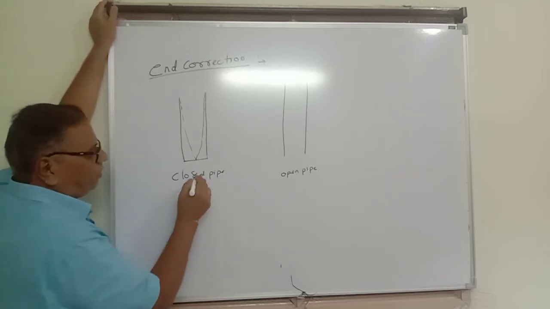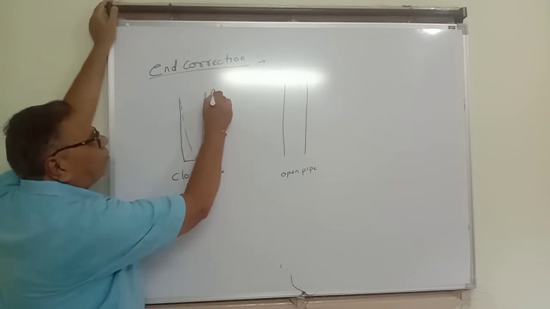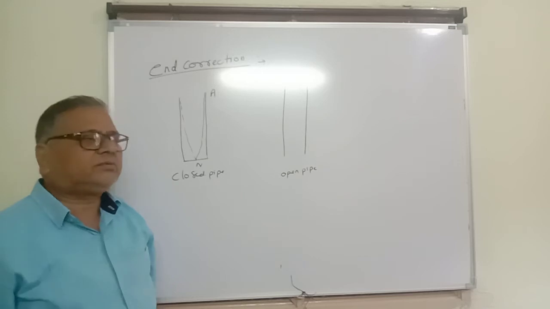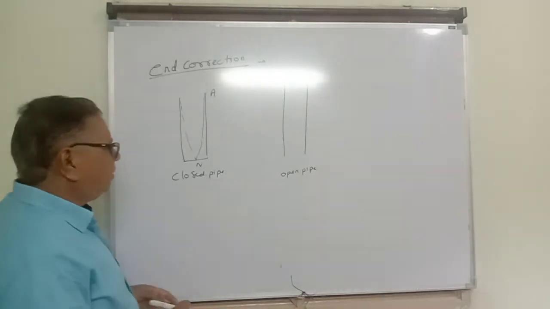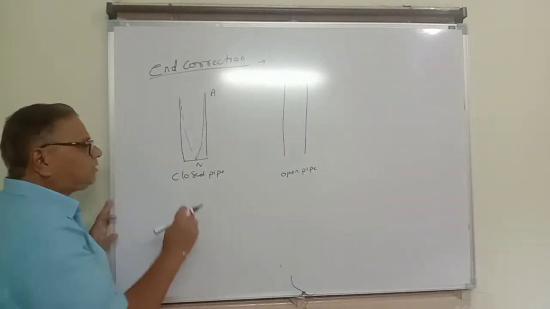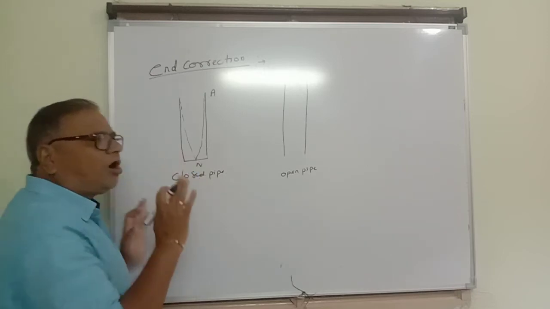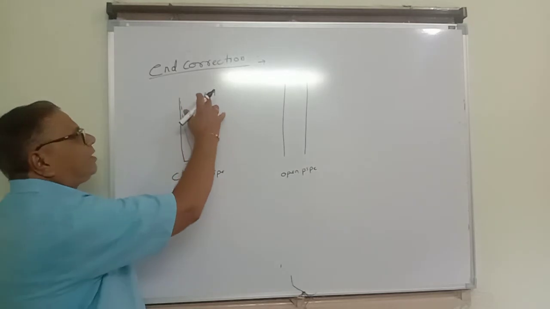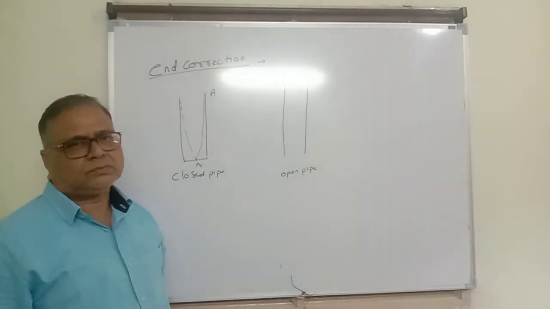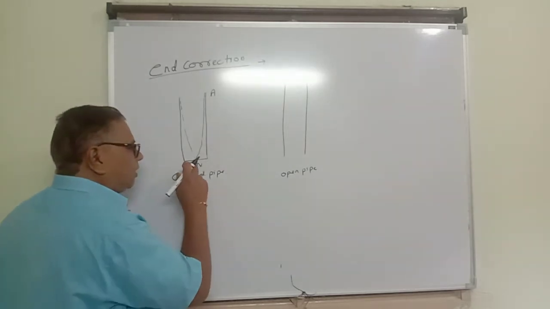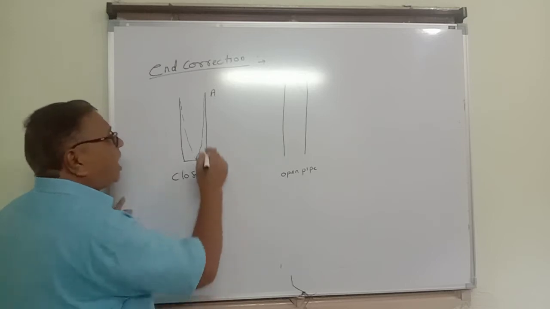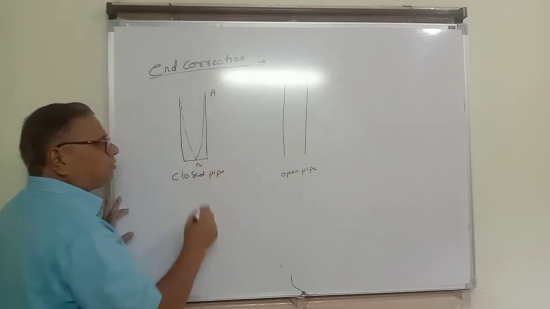Always, due to boundary condition, a node is formed at the closed end and an antinode is formed at the open end. Why? Because the particles at the closed end of the pipe are not free to vibrate as compared to the particles at the open end. Hence, always an antinode is formed at the open end and a node is formed at the closed end.